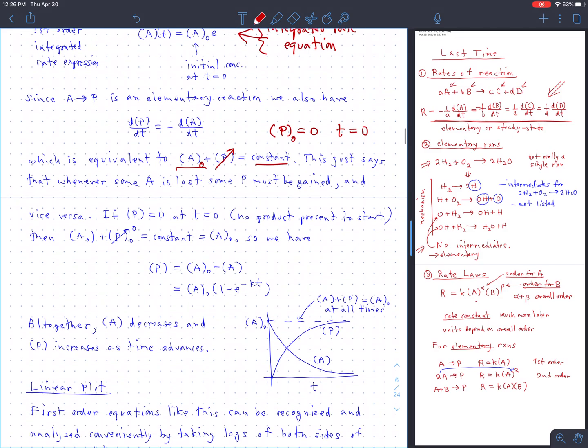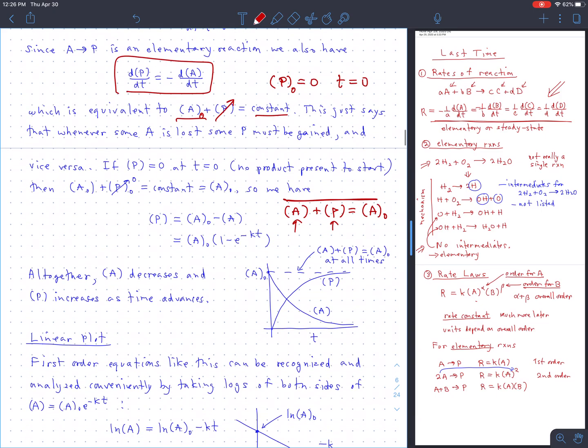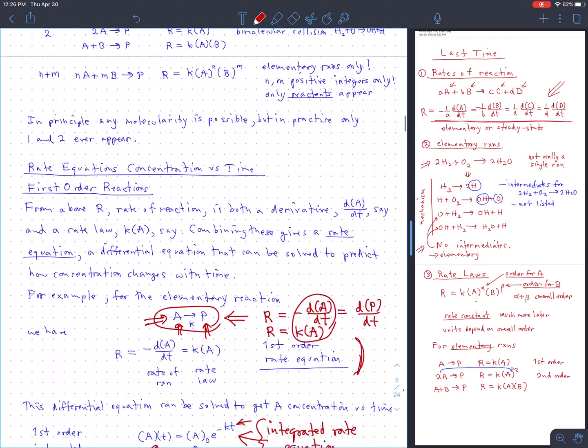And so we can say that A plus P has to equal the initial concentration of A at all times. These are functions of time, after all. And so this relationship must hold. It follows from this relationship, must hold at all times. And that means that if this is A, that's the expression for A as a function of time, then we've also got the expression for P as a function of time. And there it is.